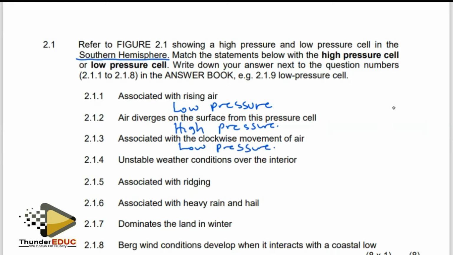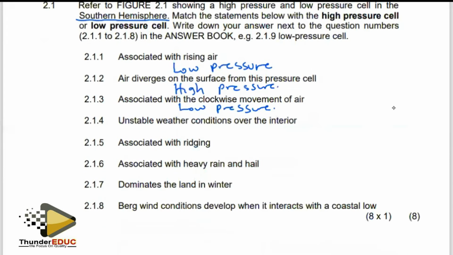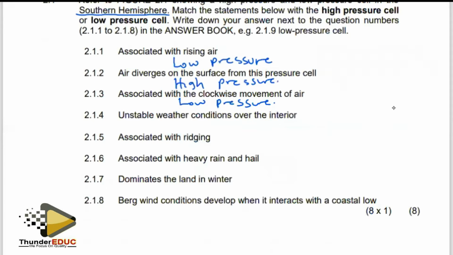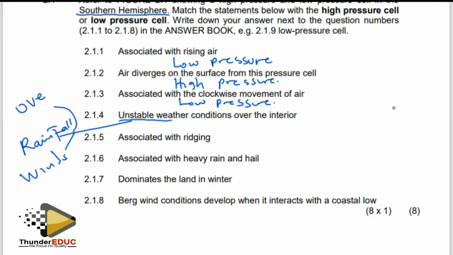2.1.4, unstable weather conditions over the interior. So remember, when they say unstable weather conditions, they are referring to things, for example, rainfall, winds, overcast condition, etc. We can as well talk about, let's say, thunderstorms. So all these are examples of unstable conditions.